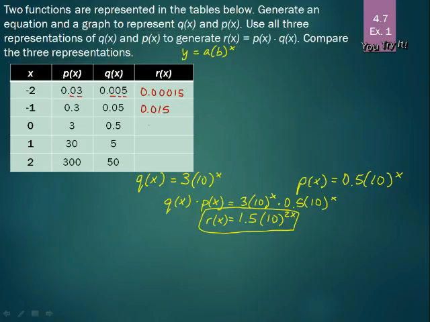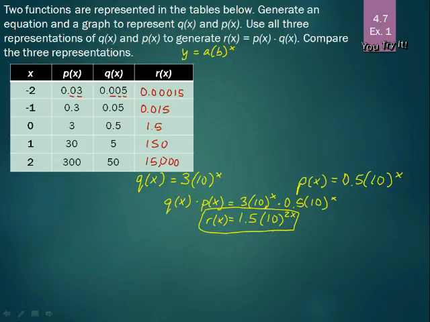3 times a half is 1/2. 30 times 5 is 150. And 300 times 50 is 15,000. So while we're looking at r of x, let's actually look at these table values and compare them to this equation here and just plug in a couple of values to see.